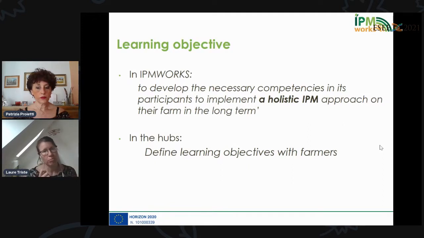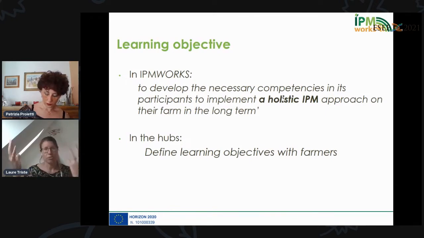So not only one practice, but a combination of different types of practices. And a question could be how does this influence the learning activities that are taking place? How do they have to be different from, for example, one practice that you want to teach or educate to a farmer, or having this holistic and systemic approach?